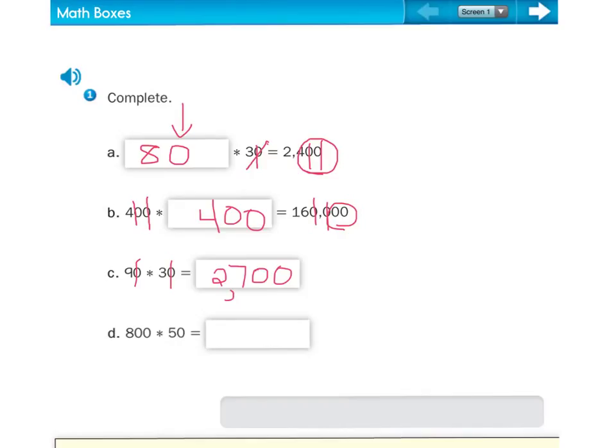D is pretty much like that example that we just did in C. They're giving you 800 times 50, and you have to solve that. And so I have 1, 2, 3 zeros here. So I'm going to make sure I add those 3 zeros on to my answer. And then now I'm only looking at 8 times 5 instead of 800 times 50. And we know 8 times 5 is 40. So I'm going to put that 40 there.